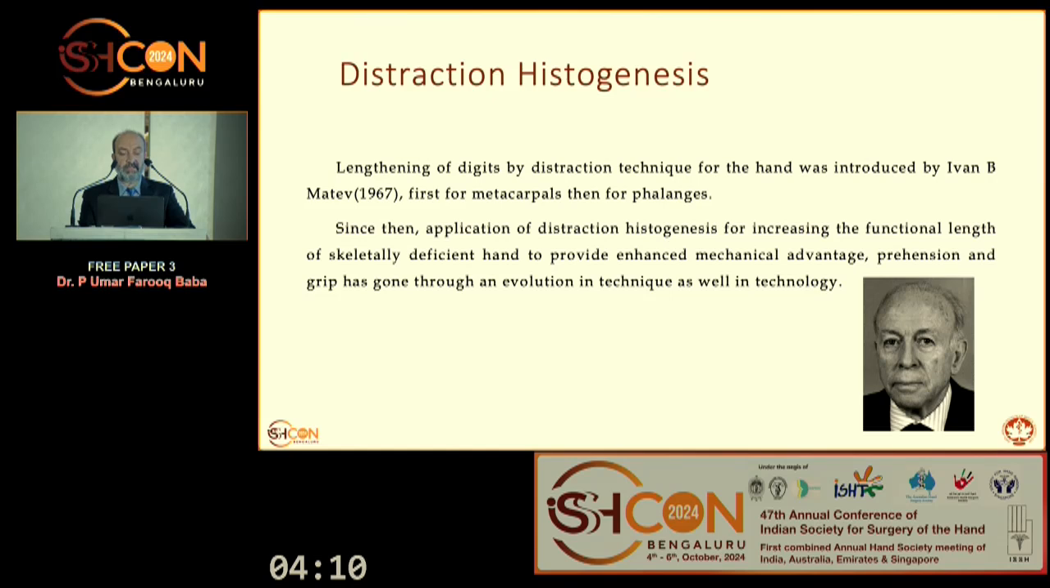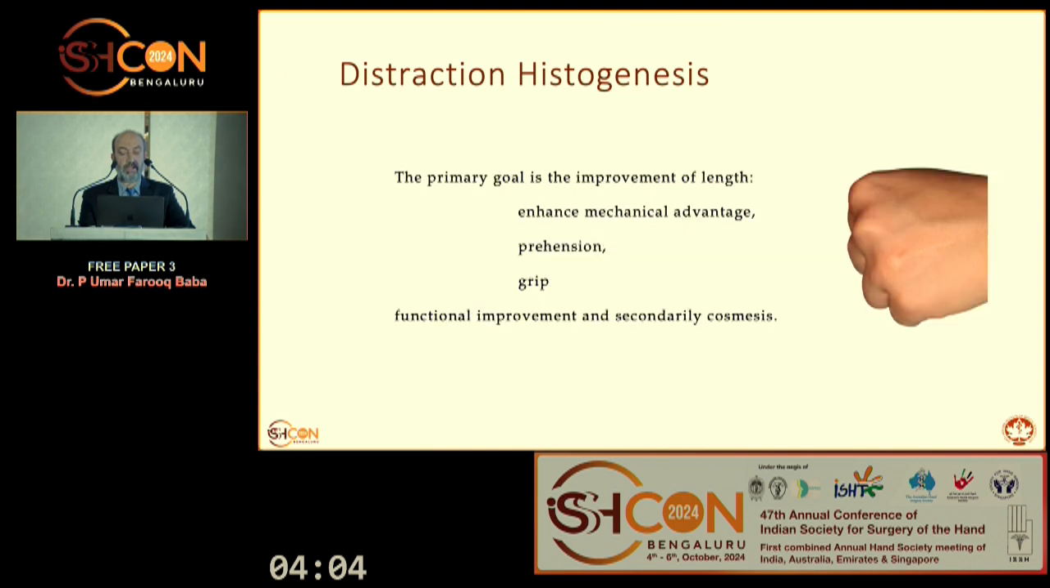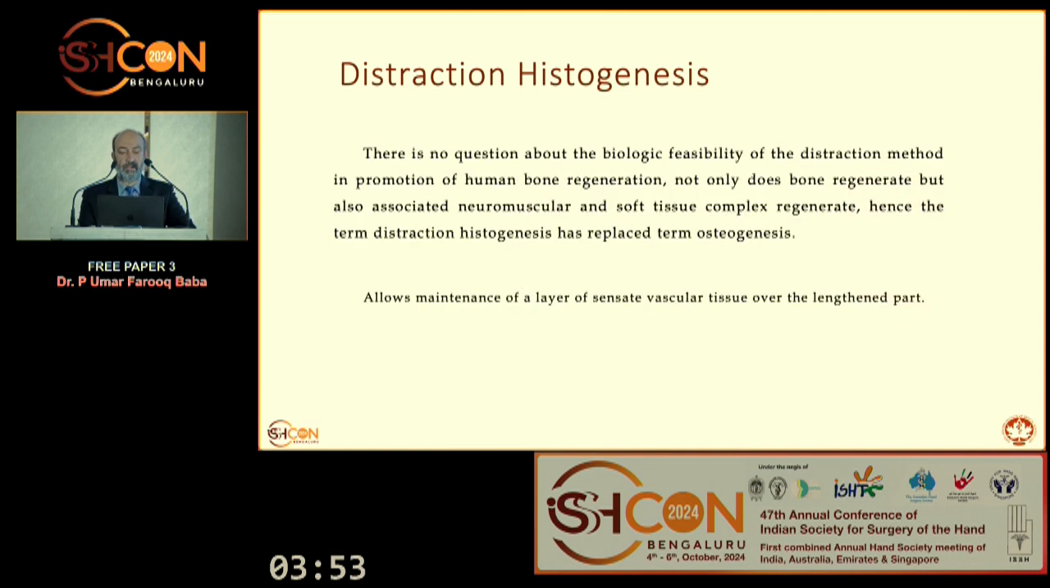It was first described by Matthew in 1967 for the metacarpals and then for the phalanges. The primary goal is the improvement of length with enhancement of mechanical function, prehension and grip, with overall functional improvement, and secondarily cosmesis as well. Distraction not only increases the bone length, but also enhances the neuromuscular and soft tissue complex.